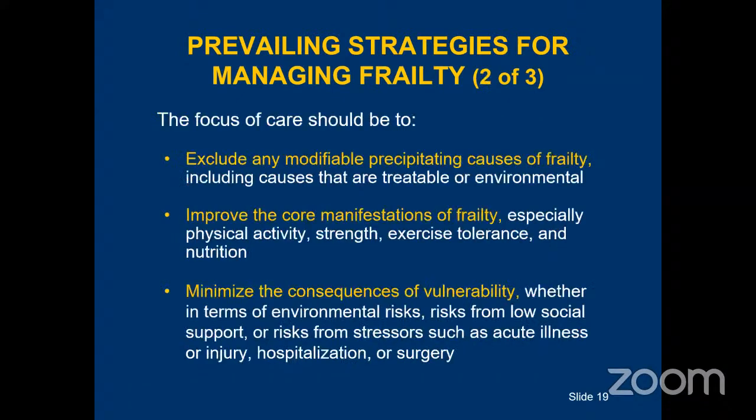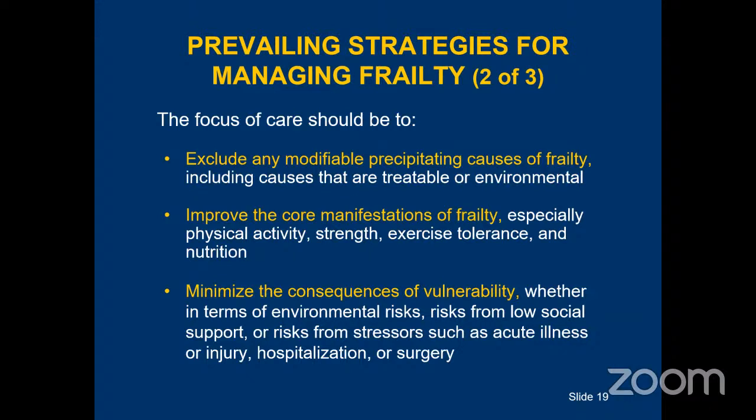So what is the management plan for us? The focus of care should be on three things. Well, first of all, we have to exclude any modifiable precipitating causes of frailty. As we said, it could be secondary. There could be something that is treatable. So first of all, we're going to treat this. Second is improve the core manifestations of frailty, especially physical activity, strength, exercise tolerance, and nutrition. As we are going to learn later on, exercise tolerance is very important. It might be the most important point.